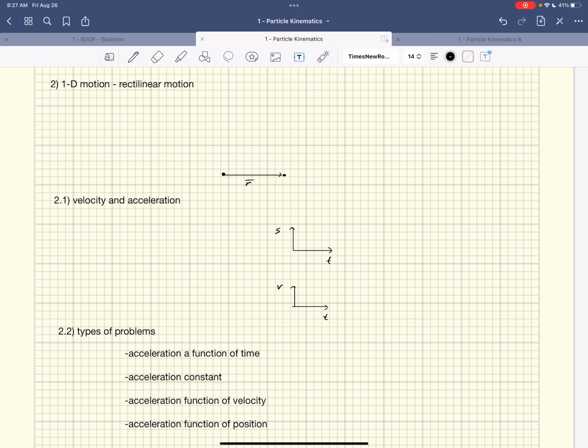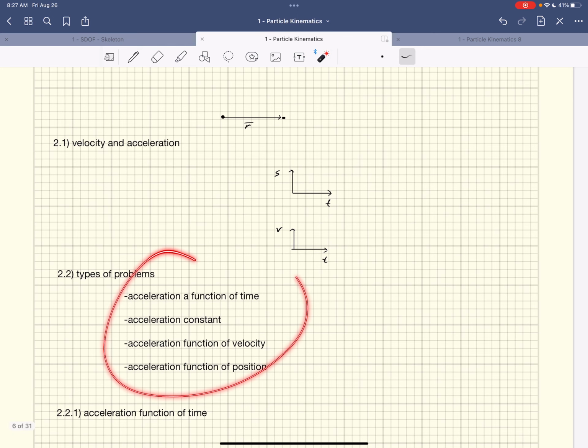Where it gets difficult is that there are different types of problems: acceleration as a function of time, acceleration constant, acceleration as a function of velocity, acceleration as a function of position. Those types of problems convolute things a little bit. To make things as easy as possible, we start out with 1D motion, just something traveling in a straight path. Then we're going to move on to 2D and 3D motion, which just happen to be multiple 1D problems. So we start with 1D problems, understand that, and then do 2D and 3D problems, which makes our lives a little easier.